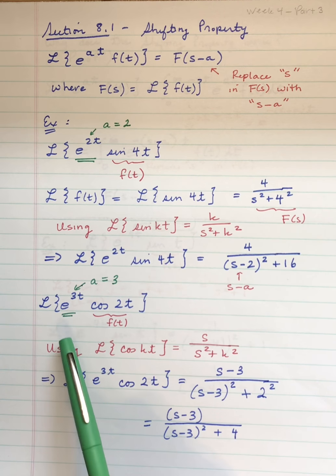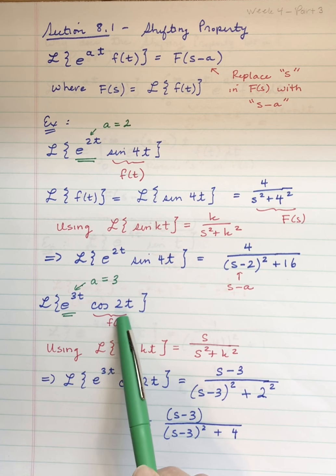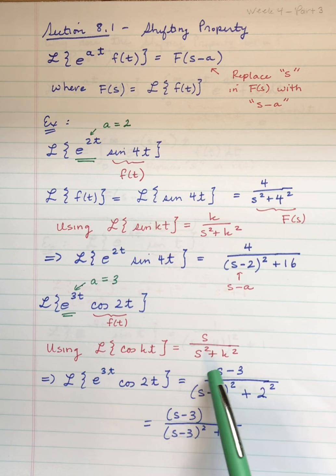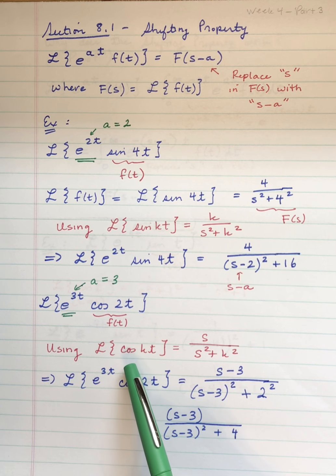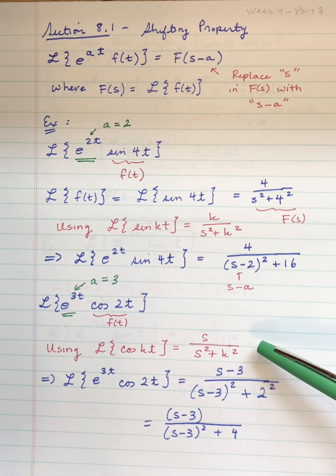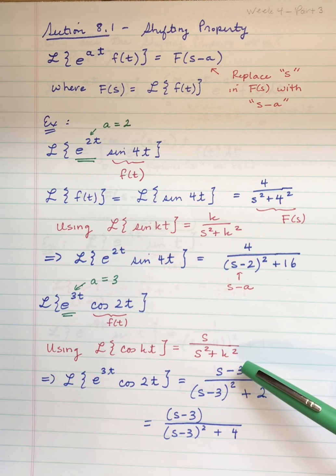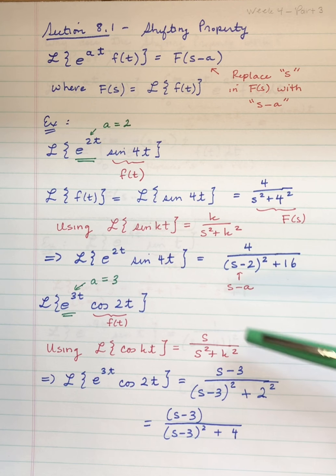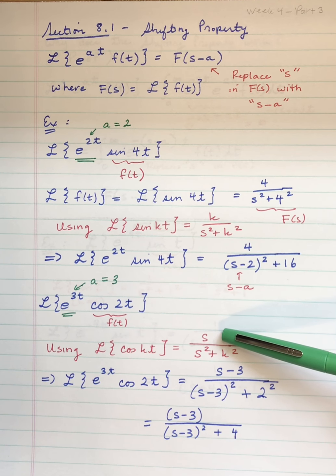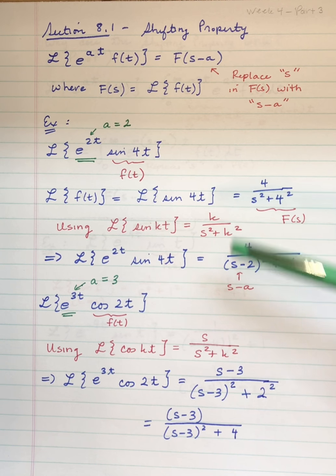Let's look at this one. The Laplace transform of e to the 3t times cosine 2t. Now, here's our formula for the Laplace transform of the cosine of kt. And remember, you probably will start remembering these, but we can always look at our table. It's given by s over s squared plus k squared. So for the cosine, you have an s in the numerator. For the sine, you have the constant.